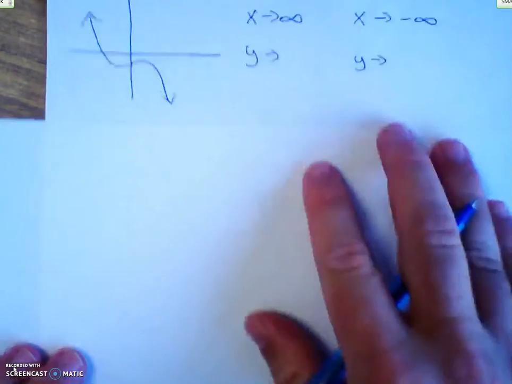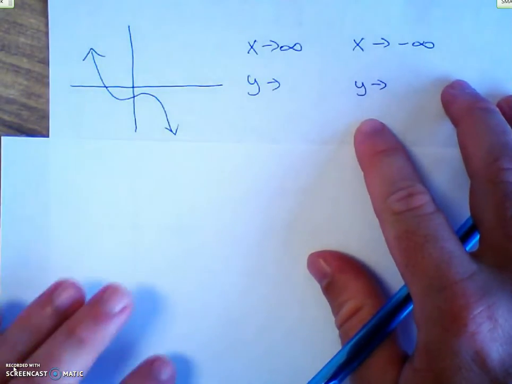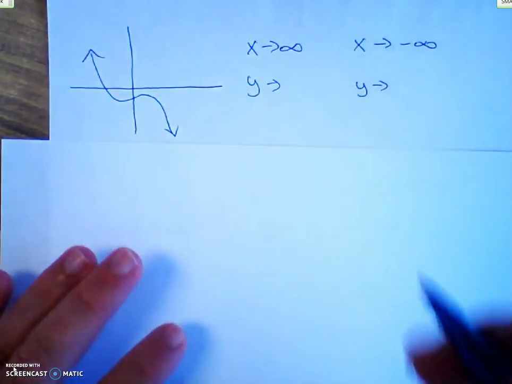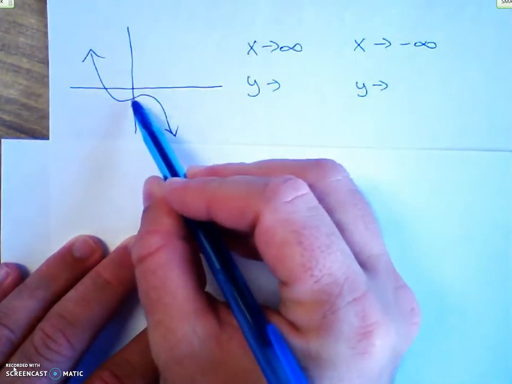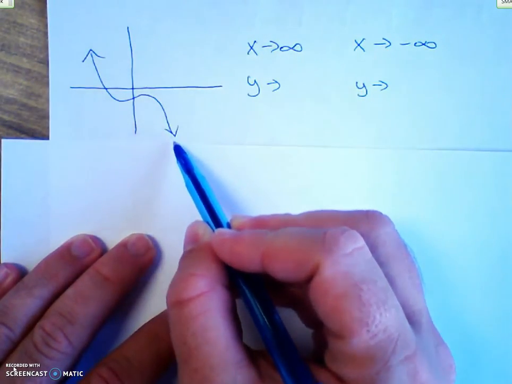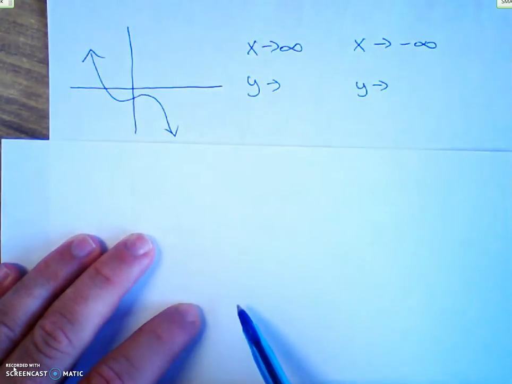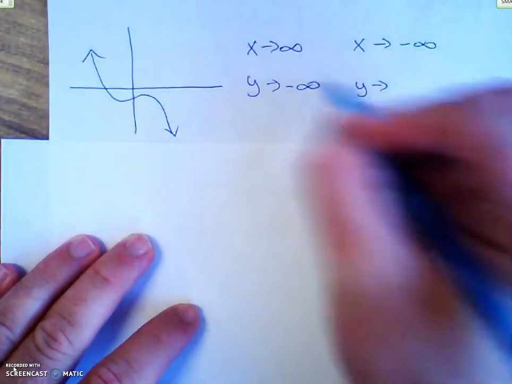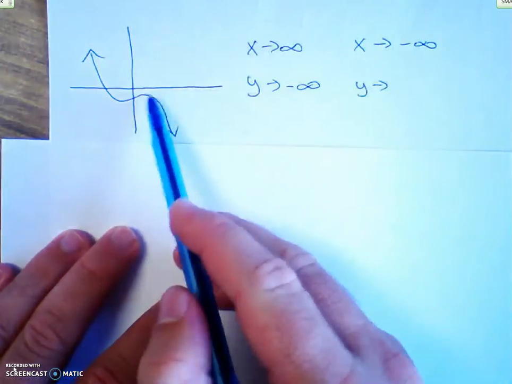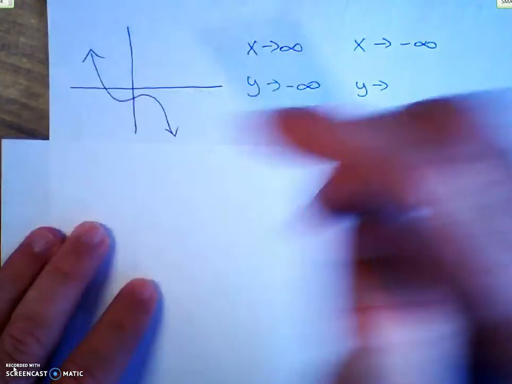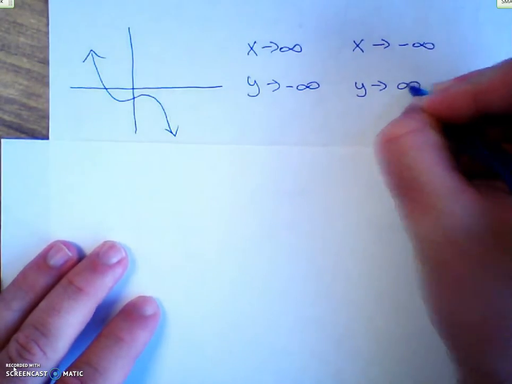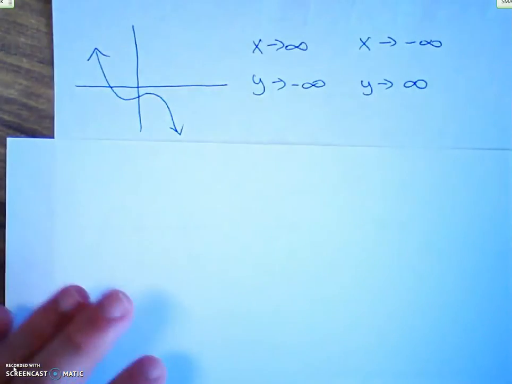This is a cubic graph, which you will need to know how to graph just by plotting points. As I move further and further to the right, my graph is going to start going down forever, and it will continue to go down. So this is going to go to negative infinity. And as I move to the left forever, my graph is going to start going up without stopping, going to positive infinity.